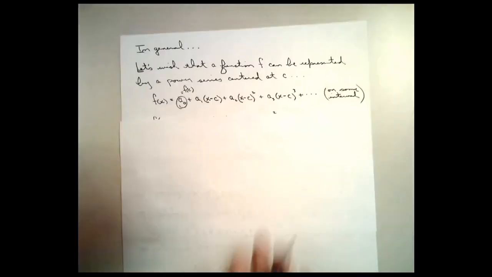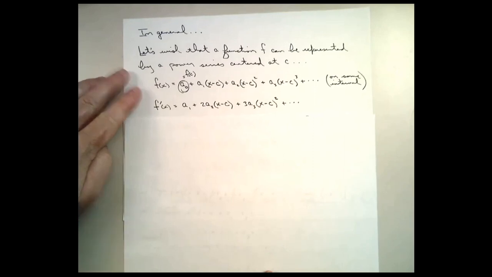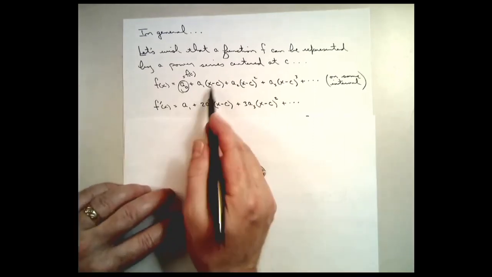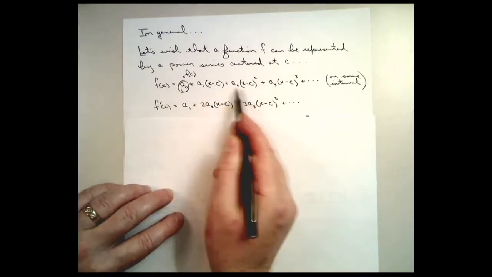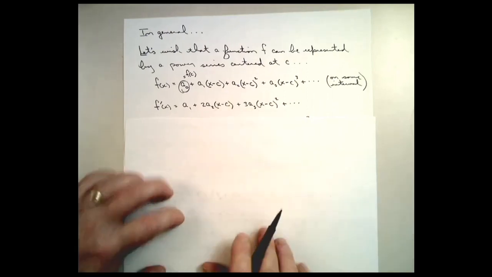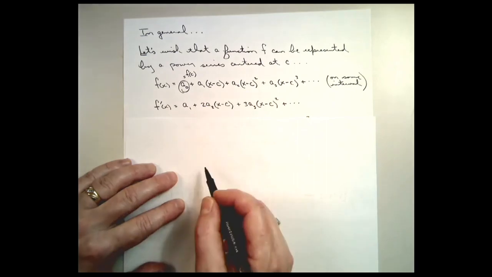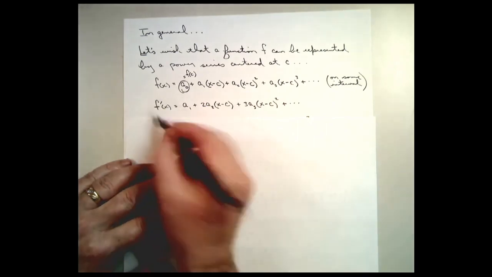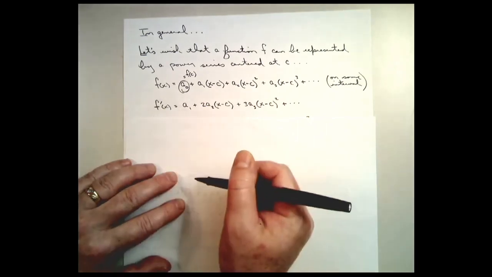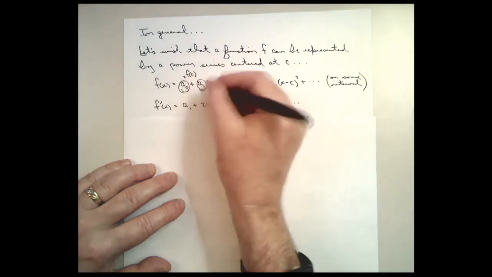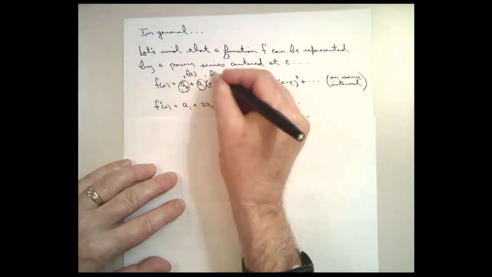If I take a derivative, I'm going to get a1, I'm going to get 2a2 times x minus c, and so on. Whenever x is c, this side collapses down to a1. Whenever x is c, this side is f prime of c. So that tells me that a1 has to be f prime of c.